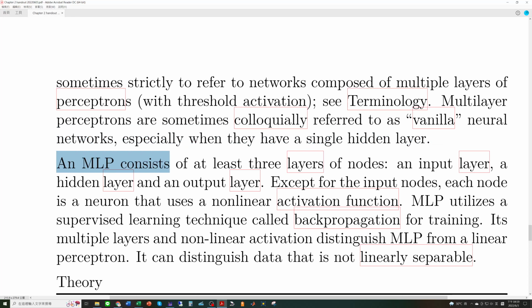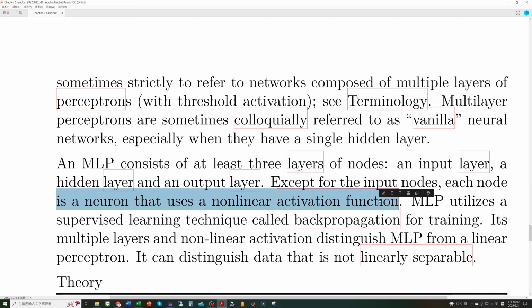An MLP consists of at least 3 layers. What does a layer mean? It has a special meaning in deep learning, which I will introduce later. Of note, an input layer, a hidden layer, and an output layer. Except for the input nodes, each node is a neuron that uses a nonlinear activation function. I will introduce what an activation function is later.